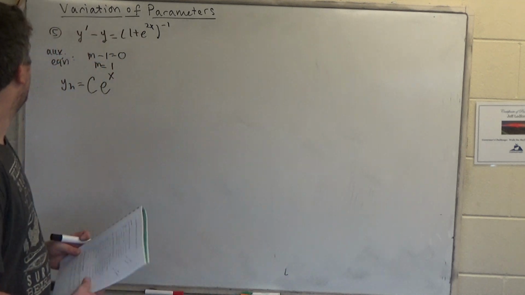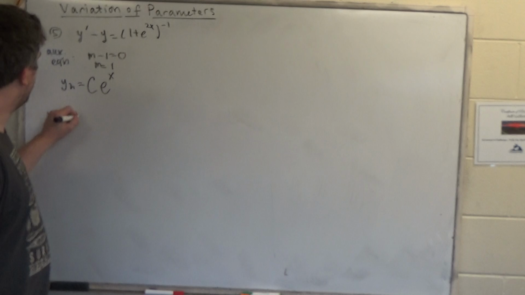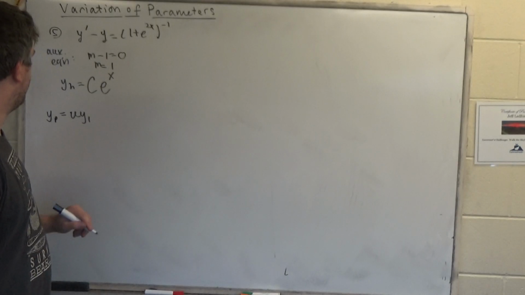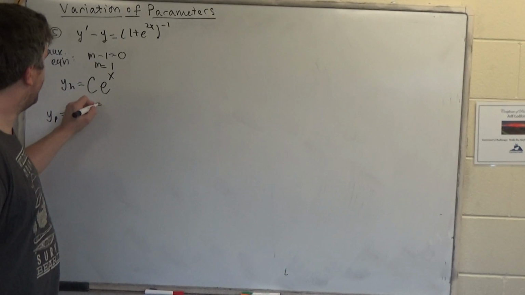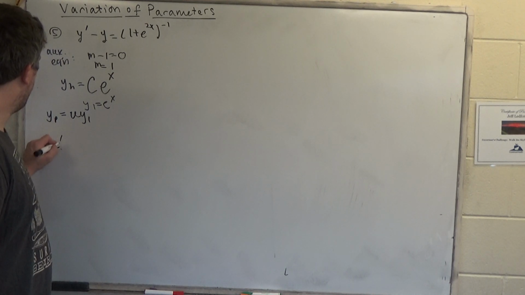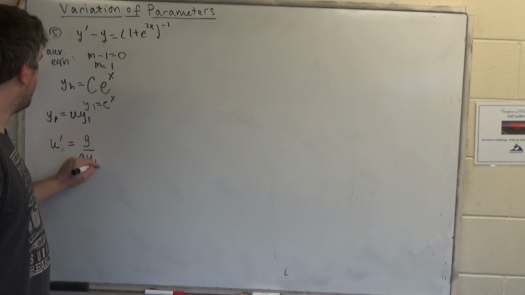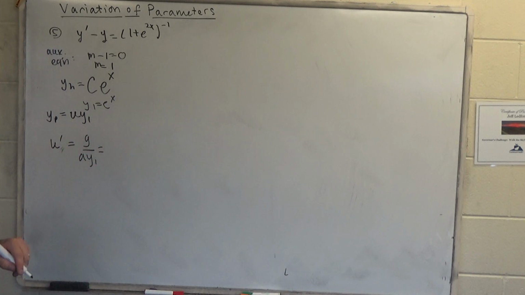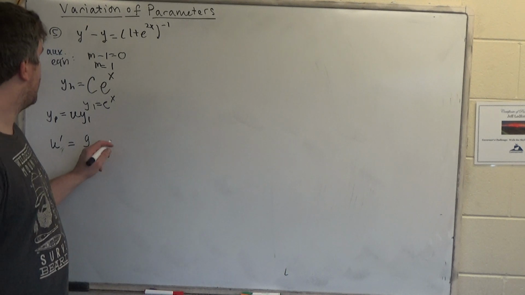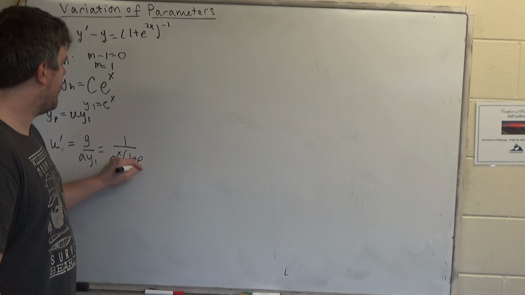Okay, moving forward, we have yp equals u y1. So I guess I should say that y1 is just e to the x. And u prime is g over a y1, which is, oh no, this looks really complicated. It's 1 over e to the x times 1 plus e to the 2x.